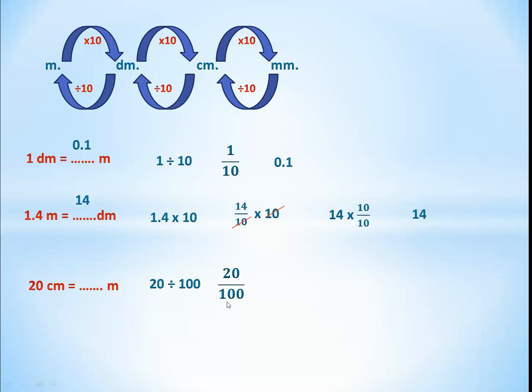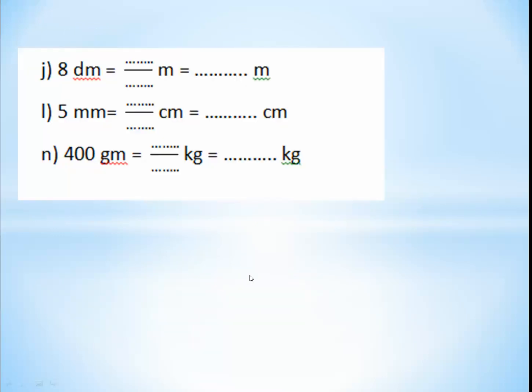Here we have 0 in the ones place and 0 in the ones place. Cross this 0 with this 0. It will be 2 tenths, which is 0.2. 8 decimeter to meter. To convert from decimeter to meter, it means divide by 10. It means 8 over 10. It will be 0.8. 5 millimeter to centimeter. Also divide by 10. 5 over 10. It will be 0.5.